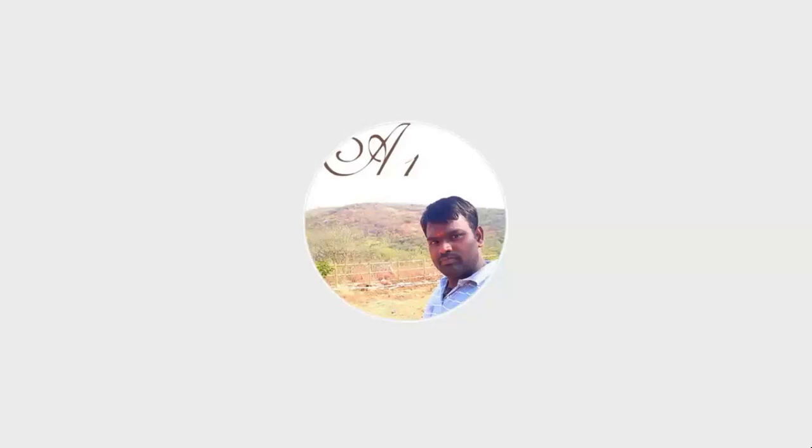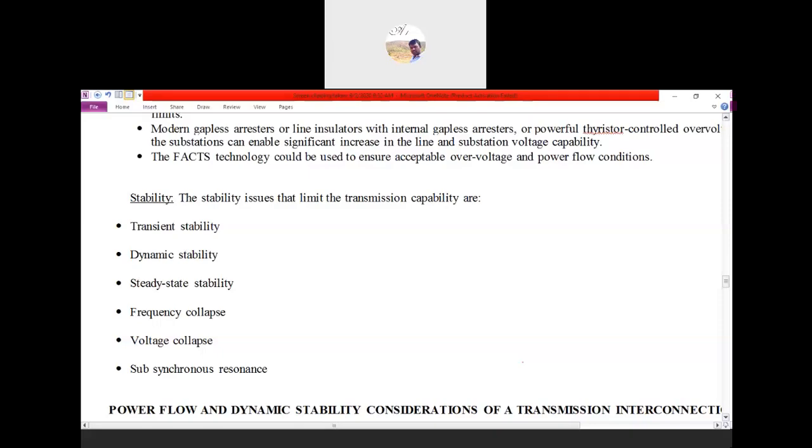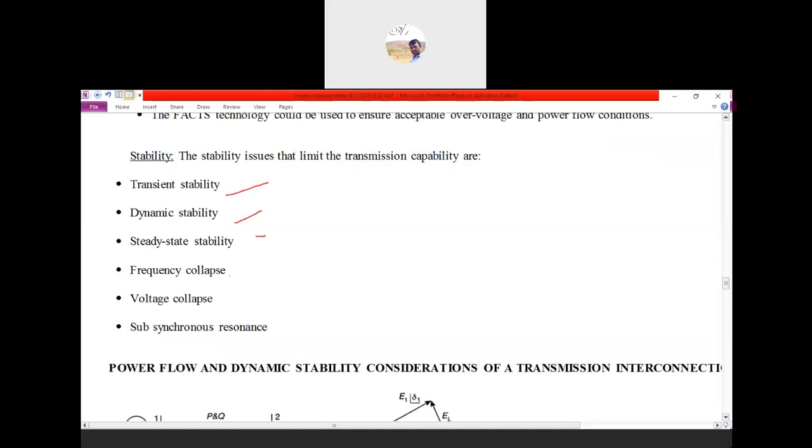So while designing a transmission line, we have to consider three things: thermal capability and electrical stability, that is, stability of the delivery. There are two types of stability, dynamic stability and transient stability. When there are sudden changes, that comes under transient stability.